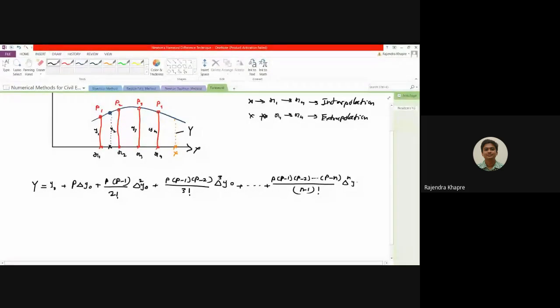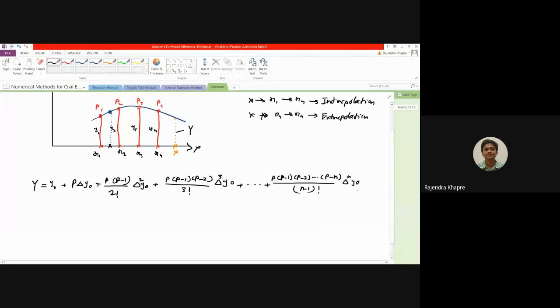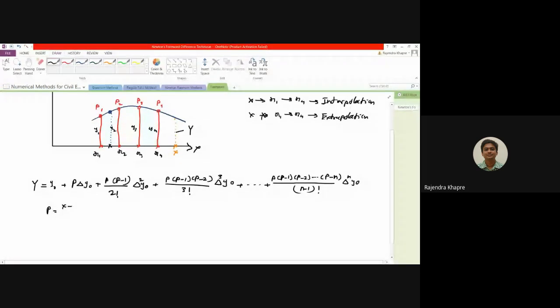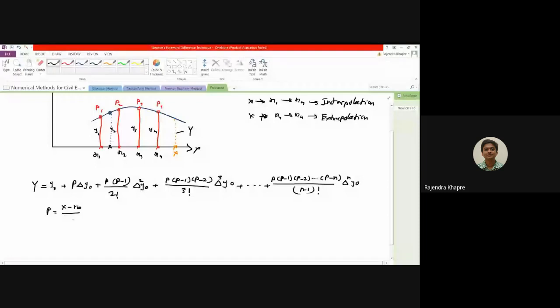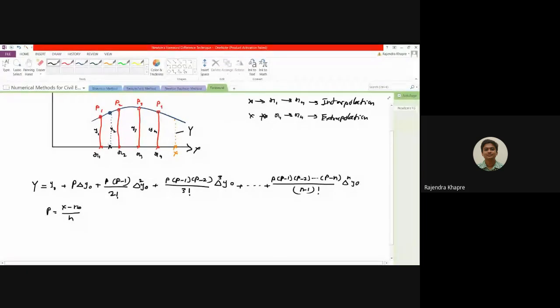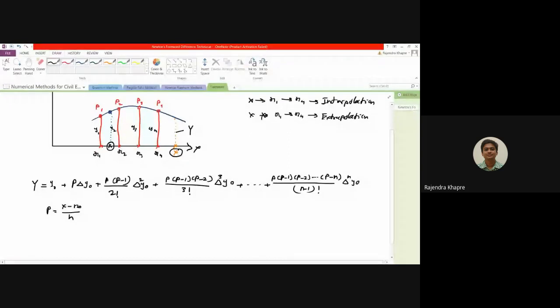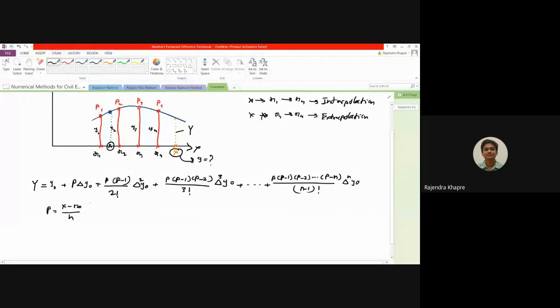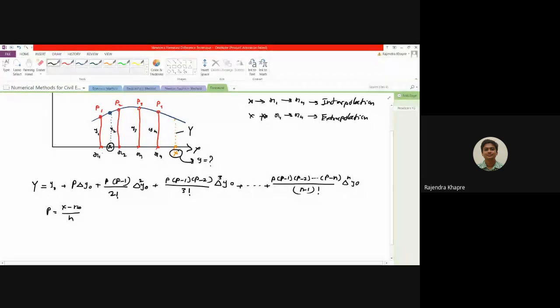Now you need to understand what is p and what is delta. This p is calculated by a simple expression, that is x minus x0 divided by h. Now this x is nothing but this x, the x for which we have to find y. And x0 is nothing but the first value.